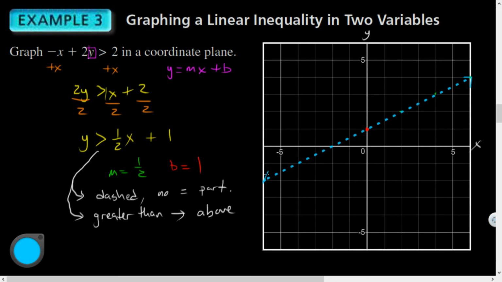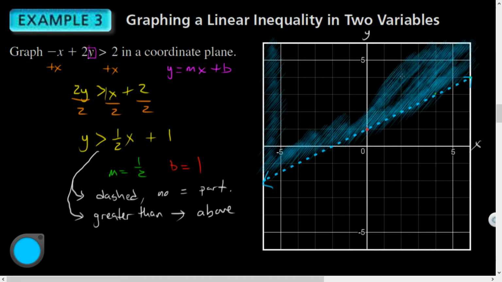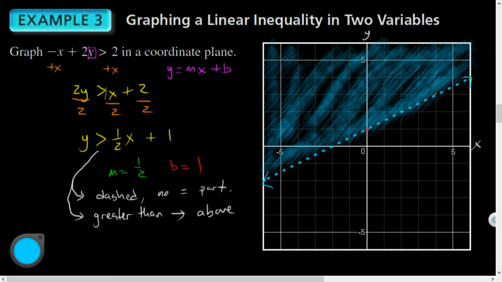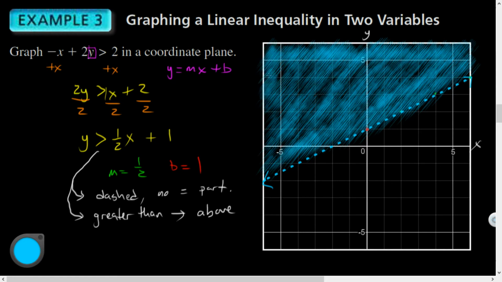It does still have arrows on it. It goes forever. And which way am I shading this? Up, right? Above. Orange is my favorite color. So here are my solutions. This is my graph. Isn't this beautiful? Naranjas.